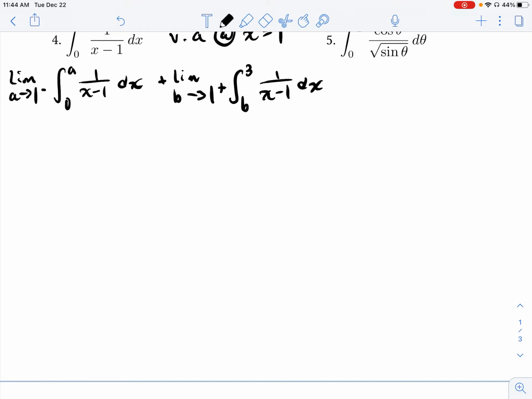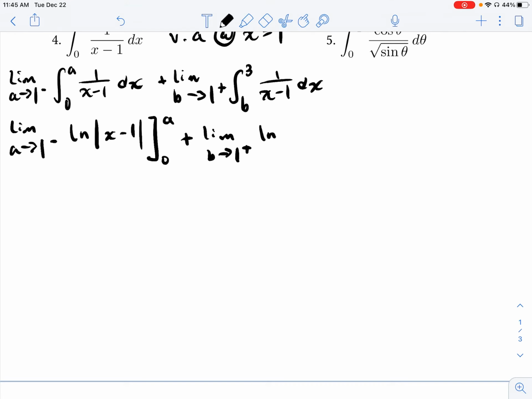So let's go ahead and start evaluating here after we integrate. So the integral of 1 over x minus 1, fairly straightforward. I should write this: this is the limit as a approaches 1 from the negative. That's going to be the natural log of the absolute value of x minus 1, and all of this evaluated from 0 to a. And over here, we've got the limit as we approach from the right side of the natural log of x minus 1, and this from b to 3, okay?